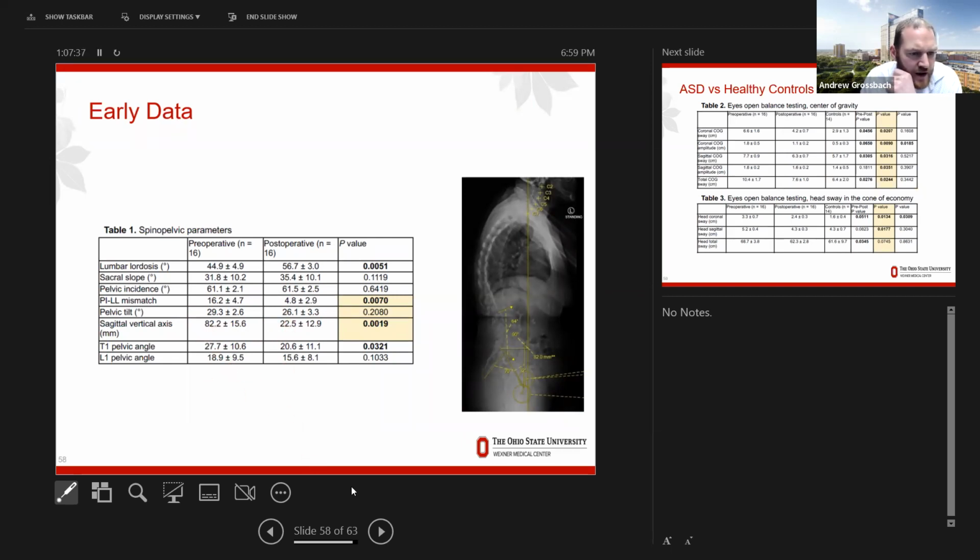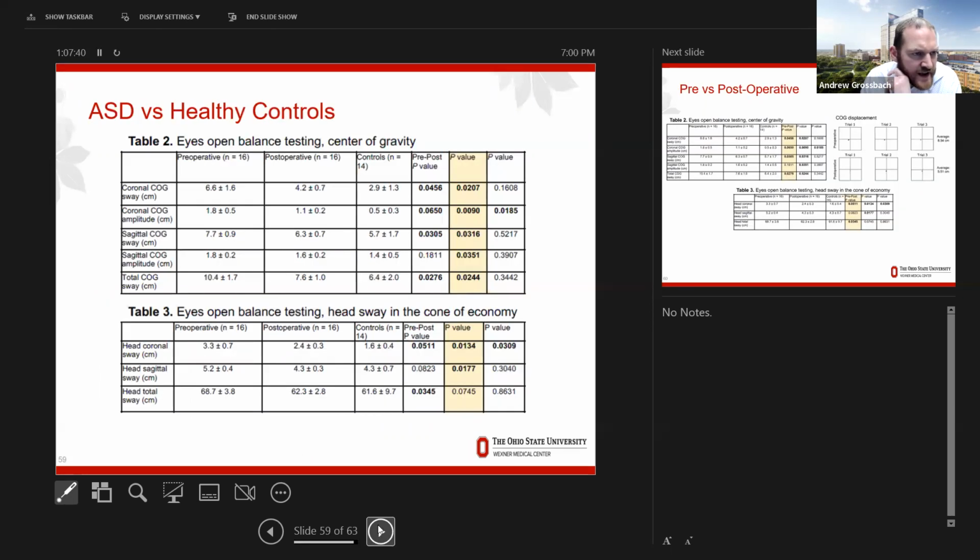T1 pelvic angle. And then we looked at basically postural control. And so to do this, we looked at coronal sway, so total coronal sway, coronal amplitude, so how far each way they go, sagittal total sway, and then sagittal how far they go. So they do 3 10-second sessions of standing on this force plate to capture the data. And then there's an equation that you use to look at head sway based on where their center of pressure and center of gravity is.